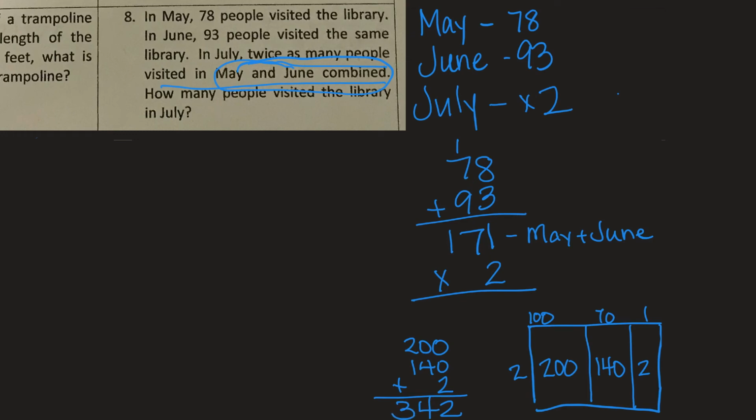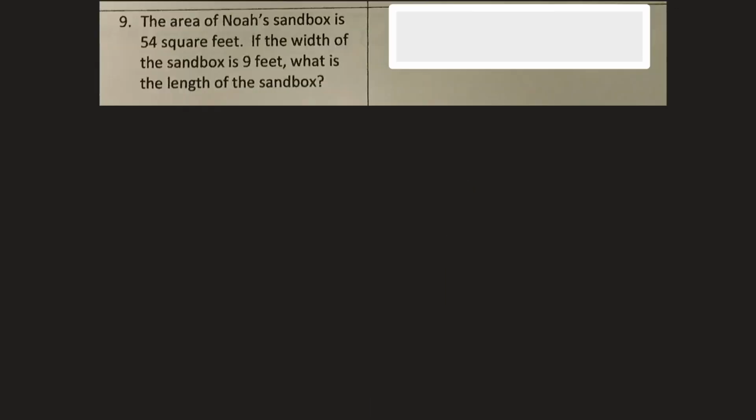342. So it says how many, I'm going to go back and check the question, make sure I have the answer to the question in the problem. How many people visited the library in July? So in July, 342 people visited the library.